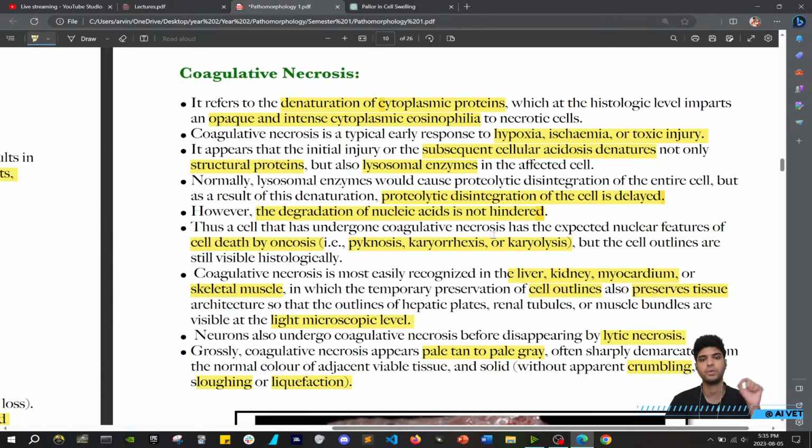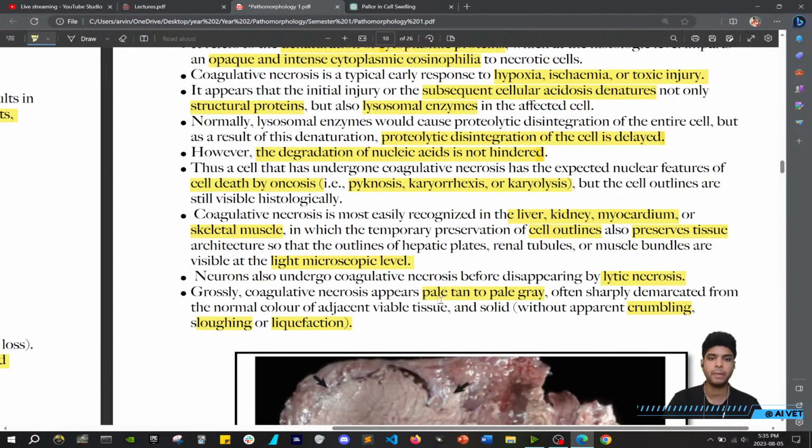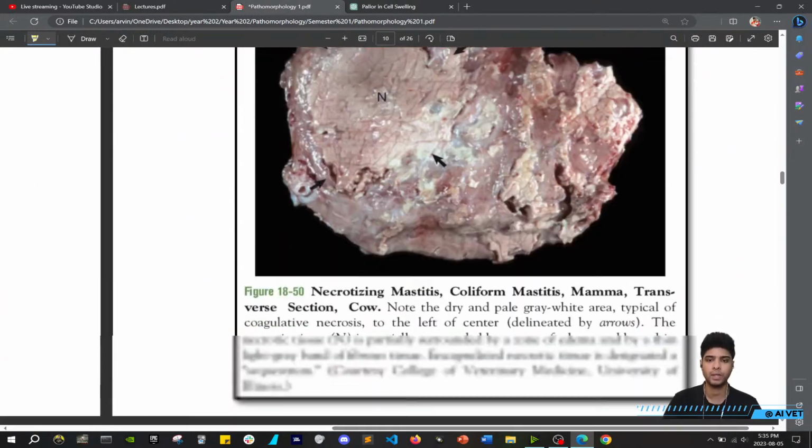But how does the nucleus of these cells die? Basically by oncosis: pycnosis, karyolysis, karyorrhexis. Okay, they are seen in the liver, kidney, myocardium and skeletal muscles. Pale tan to pale gray.